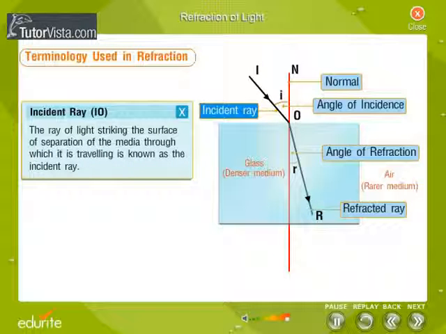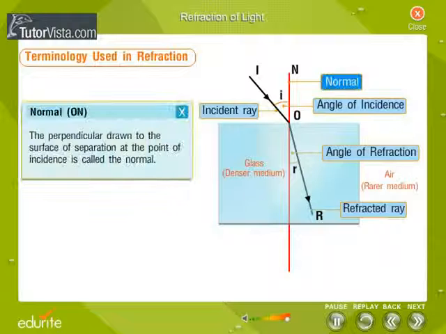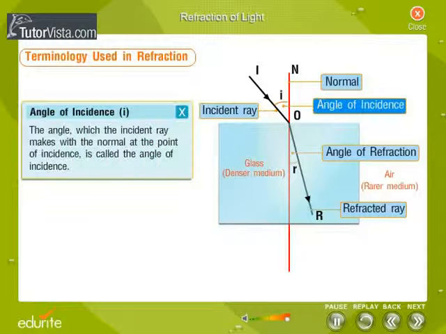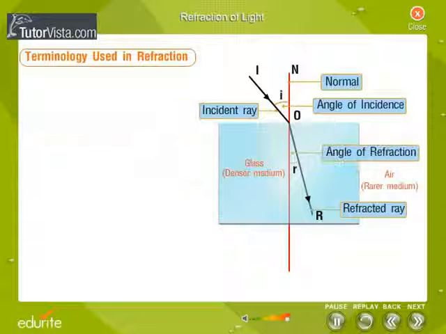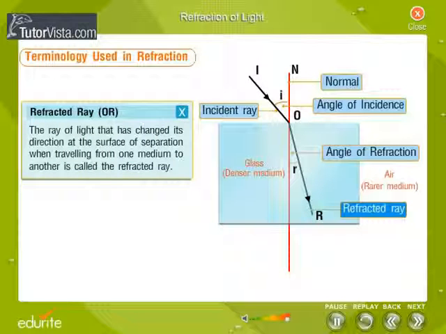The ray of light striking the surface of separation of the media through which it is traveling is known as the incident ray. The perpendicular drawn to the surface of separation at the point of incidence is the normal. The angle of incidence is the angle which the incident ray makes with the normal at the point of incidence. The angle of refraction is the angle which the refracted ray makes with the normal at the point of incidence. The refracted ray is the ray of light that has changed its direction at the surface of separation.